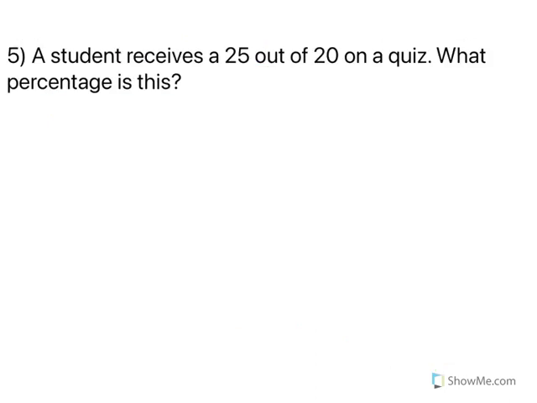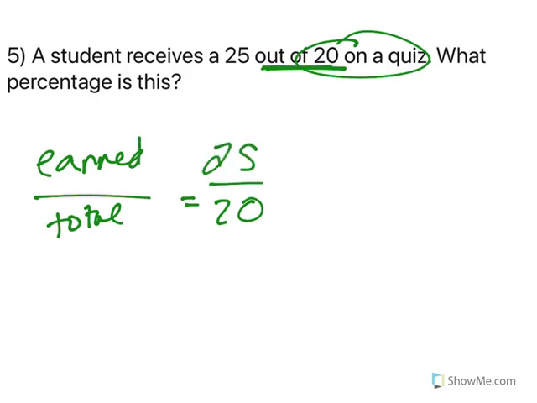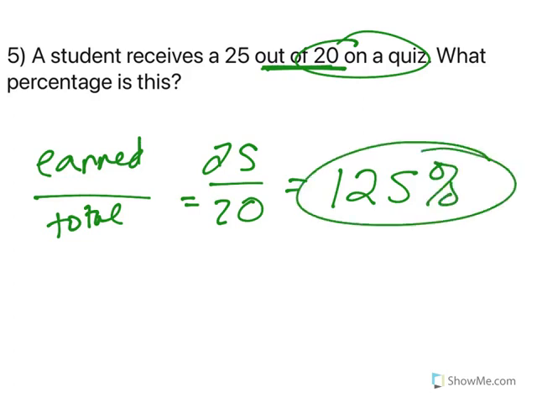And the last one, a student receives a 25 out of 20 on a quiz. What percentage is this? Well, the total is always on the bottom. So if you think about, I took this quiz, how many total points were possible? 20 out of 20. So that means 20. What you earned is on the top. Well, I earned 25. So that means I earned 125% on this quiz.